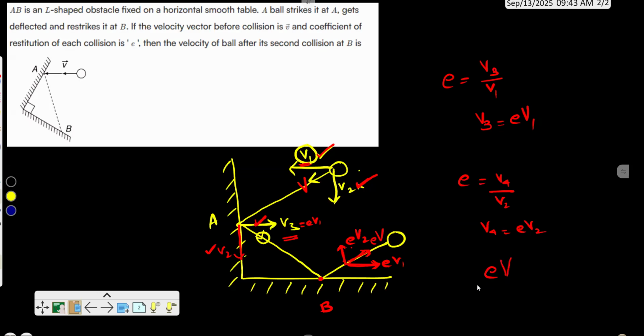Now we have to understand the sign. If I take V as positive in this direction, the final velocity would be in the negative direction because it is opposite to it. So the final velocity would be minus EV.